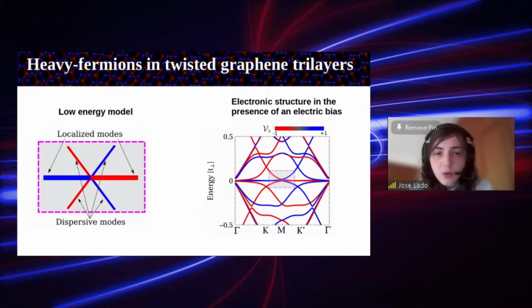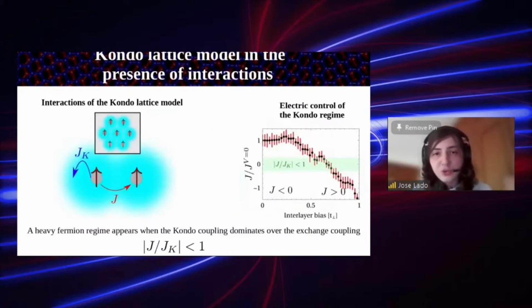Now, perhaps the most important thing is to see if this system allows us to go in the right regime for heavy fermion physics, and to do that we solve this model at the mean field level. We extract what are the Kondo couplings between the local moments and the dispersive electron gas and the exchange coupling between the localized moments, and essentially what we observe is that we can completely tune the ratio between the two constants just with the interlayer bias.